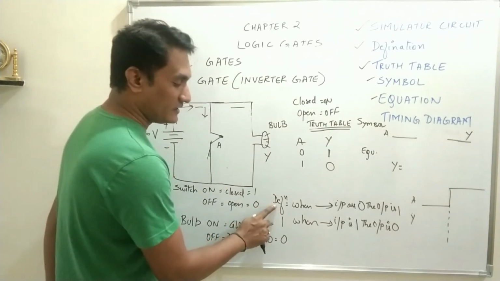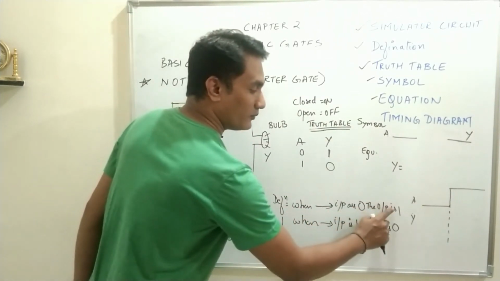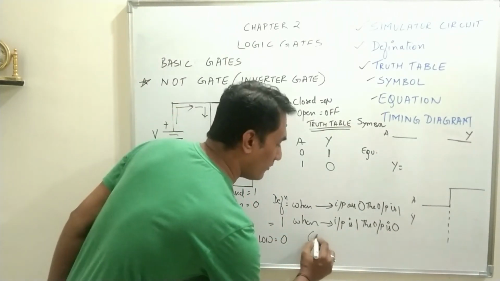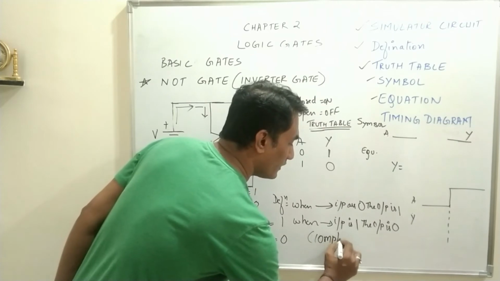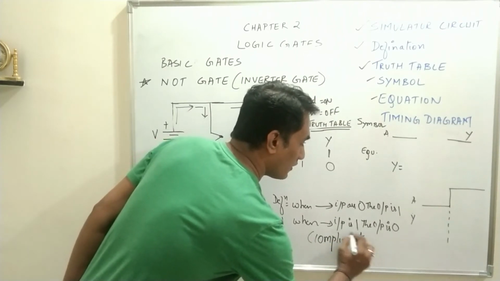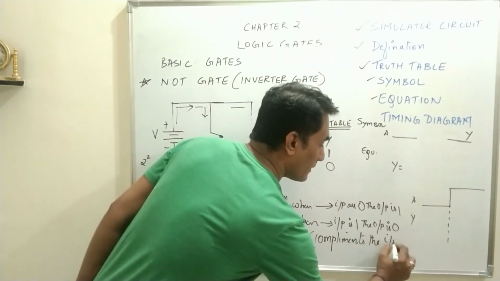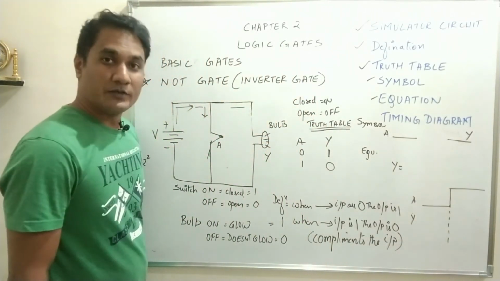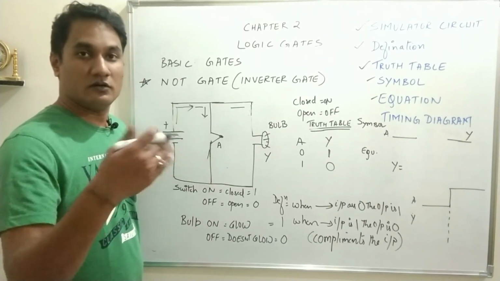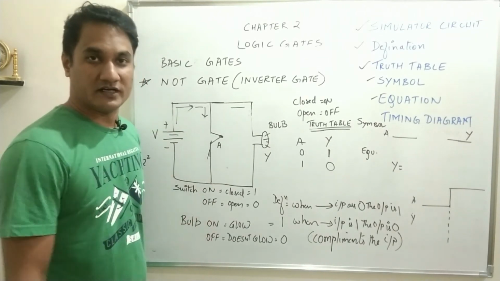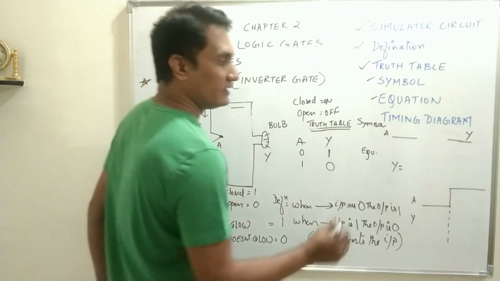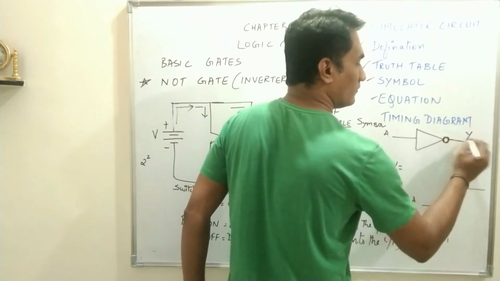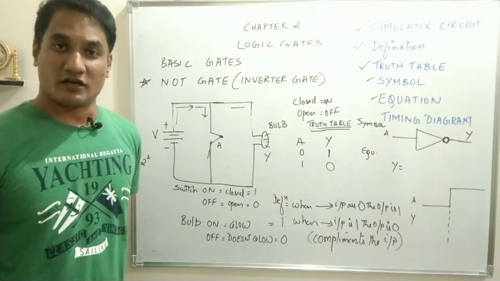So when you write the definition: when input is 0, the output is 1. When input is 1, the output is 0. It complements the input. So NOT gate complements the input. Complements means 0 will be converted into 1, 1 will be converted into 0. Symbolic representation: draw a triangle and a bubble sign. This is the symbolic representation of NOT gate.